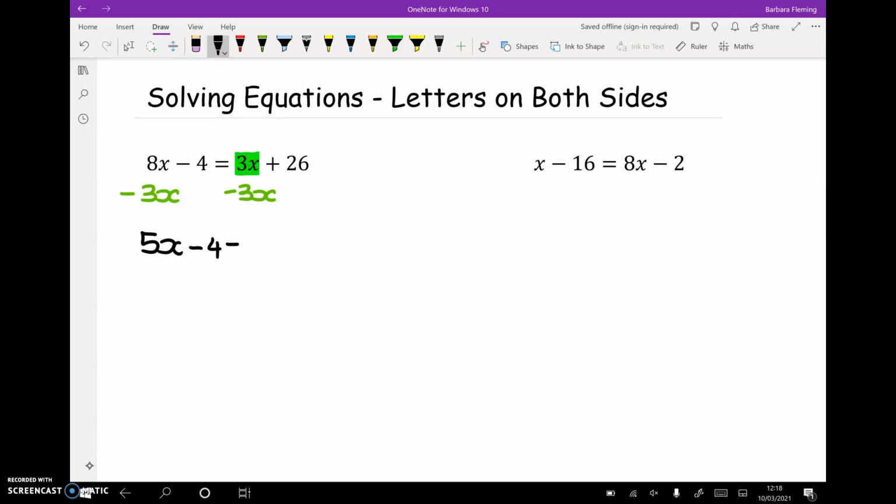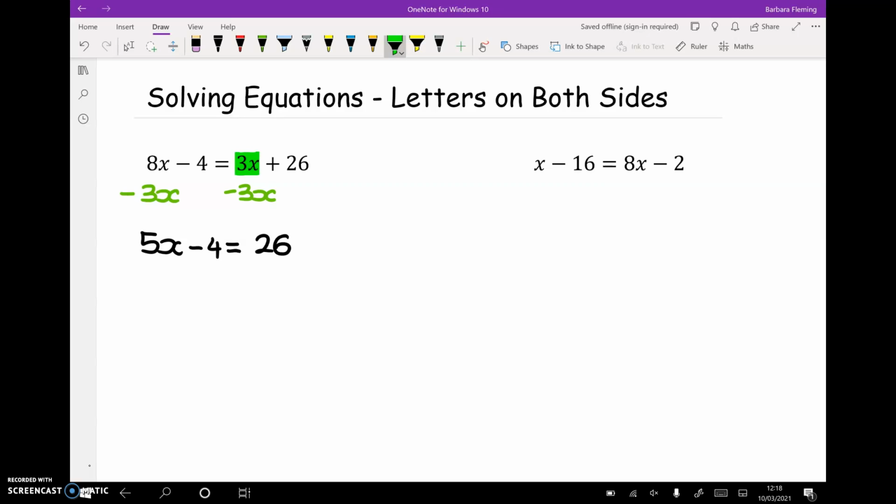We've got our equal sign, ideally in a nice neat line below the previous equal sign. 3x take away 3x is 0, and you're left with a positive 26. And we just leave that as 26, you don't need the plus in front. And then we are back to solving an equation where we only have letters on one side.